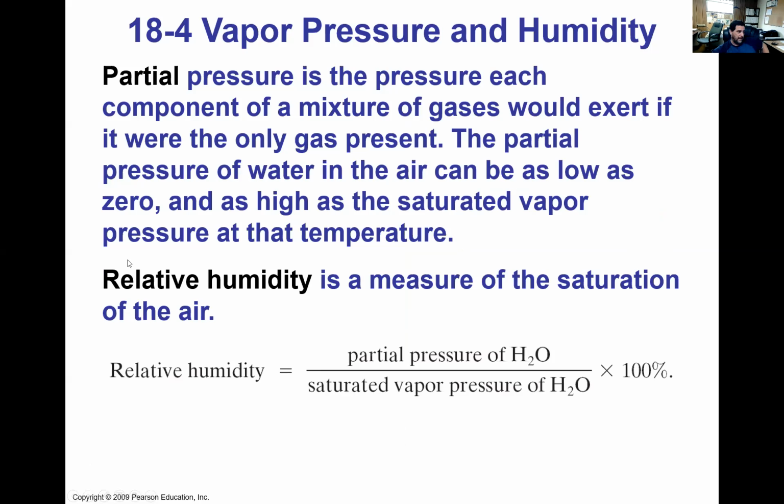Relative humidity, okay, so meteorologists determine relative humidity by taking the partial pressure of water at a particular temperature and dividing that by the saturated vapor pressure of water, multiplied by 100%. So it's a ratio of the partial pressure of water versus the saturated vapor pressure of water. Relative humidity is a measure of how saturated the air is. So how much water is there in the air?